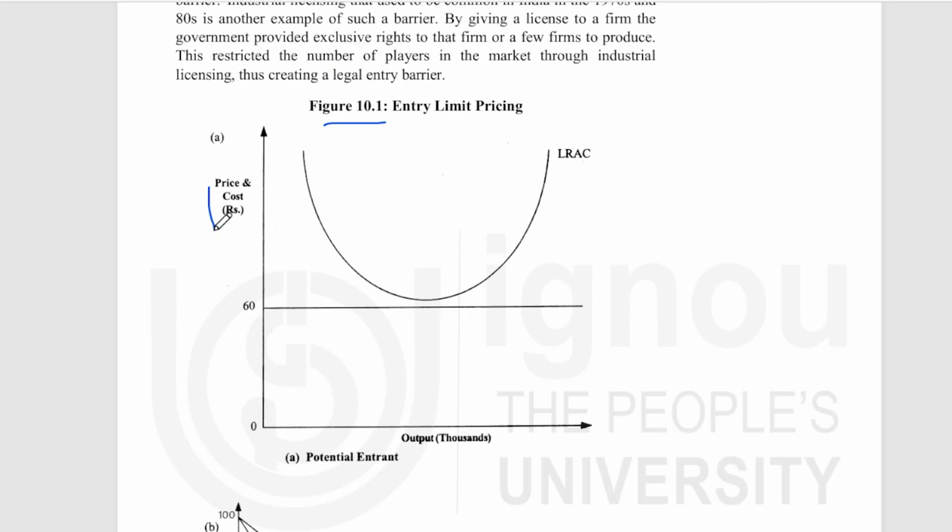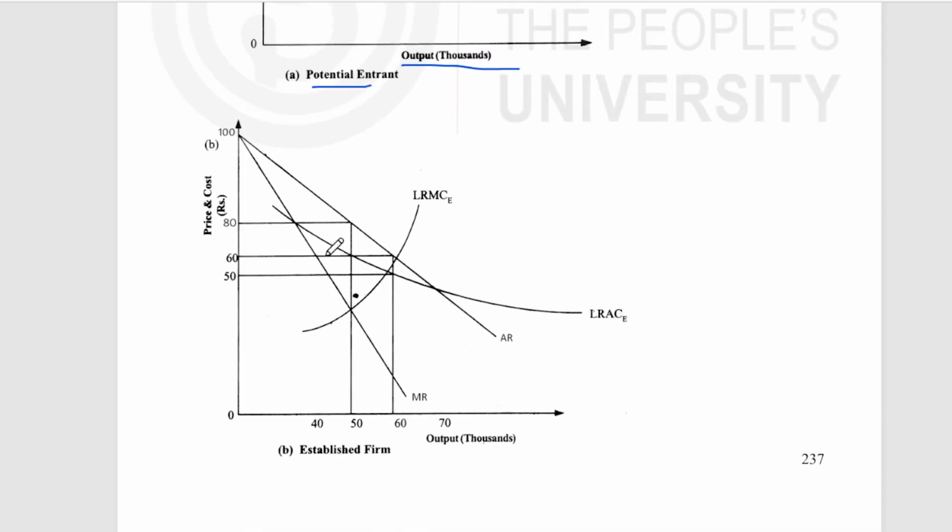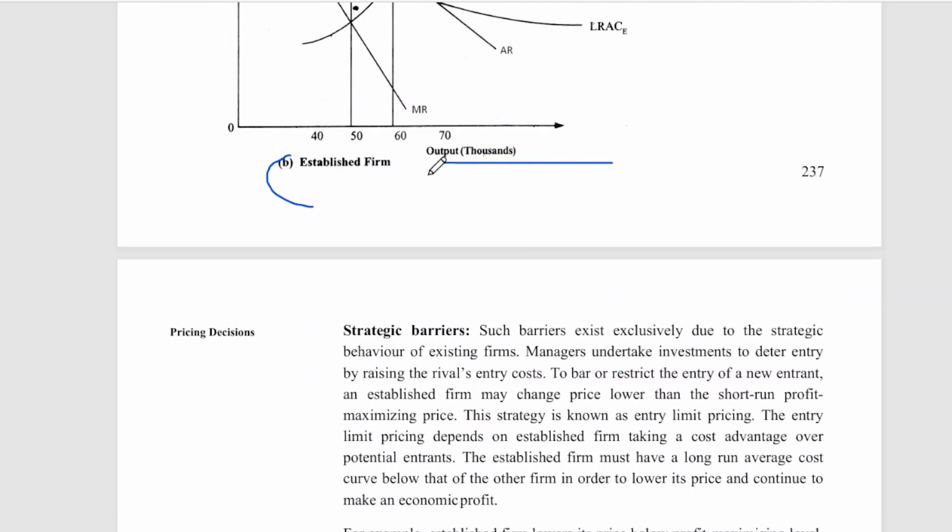So here is price and cost, here is the potential entrant. So output is here on this x axis. Okay, here also price and cost on the y axis, and this is output on the x axis. So this picture is related to the established firm, this is the potential entrant.